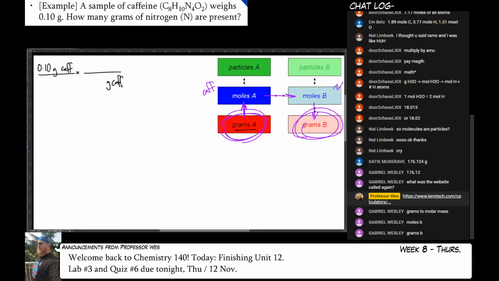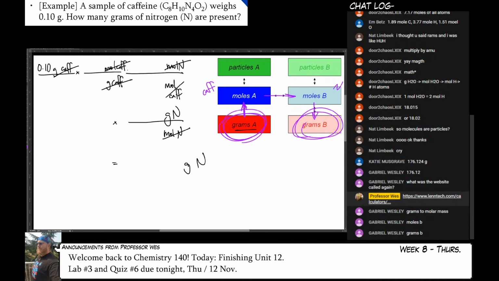So grams of caffeine, moles of caffeine. Those cancel out. Moles of caffeine. We'll then turn that into moles of nitrogen, just like our chart is directing us to. And I ran out of room, so we'll just do the last one down here. Moles of nitrogen, grams of nitrogen. All right, now we got to go looking up those numbers. So let's do that.